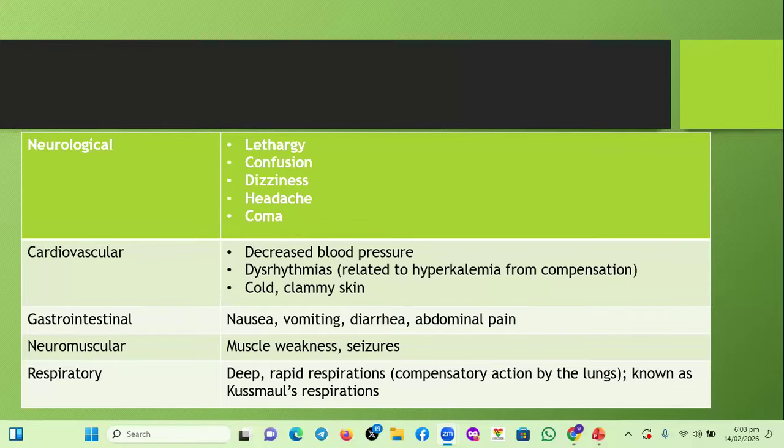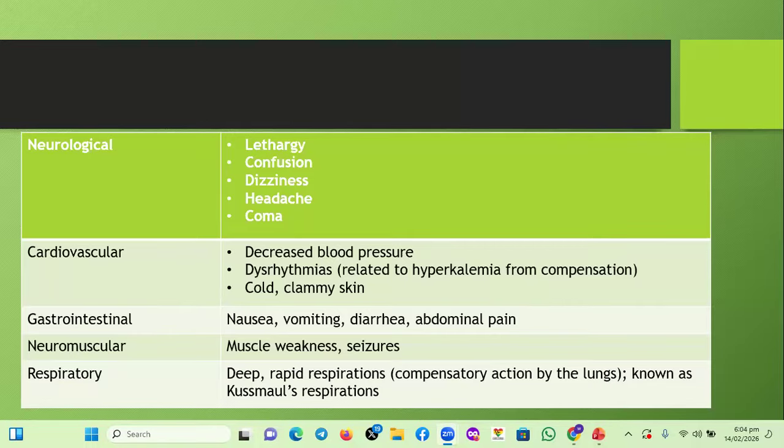In the GI system, they can have some form of nausea, vomiting, diarrhea as a form of a compensatory mechanism. Because if the person is having vomiting, the person will bring out the excess acid in the system. And some could also have diarrhea and then abdominal pain. Then we have neuromuscular muscle weakness, and seizures can also occur.